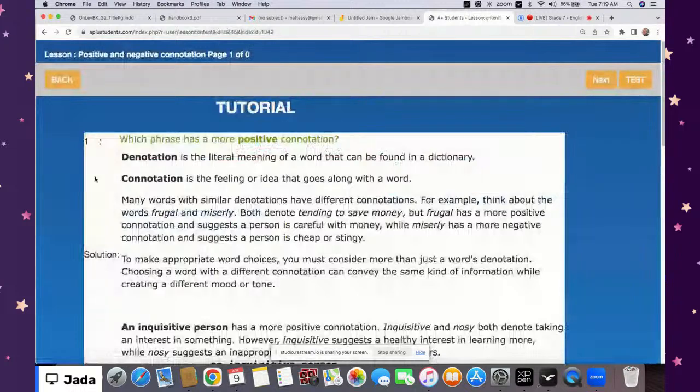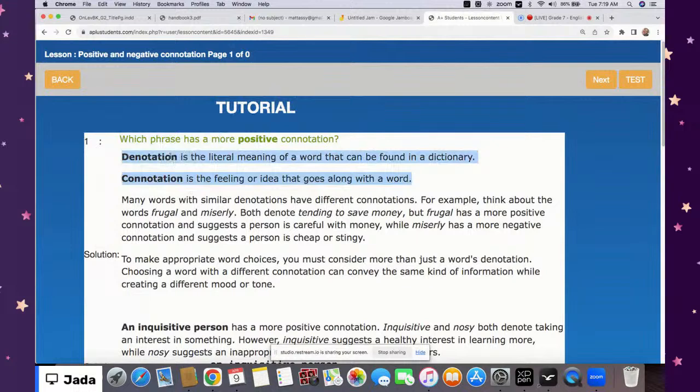We have the positive and the negative connotation. Positive and negative connotations. So, which phrase has a more positive connotation? First of all, what's the connotation?